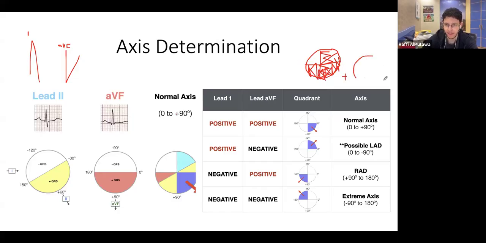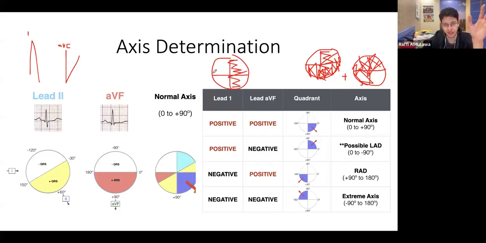If they did the same thing, but for example you had a lead go like this, and a lead go like this, and another lead that goes like this, so they don't occupy this space from negative 30 to positive 90, that means they're all negative. This would be an example of extreme axis. This is to understand what it means by positive and negative on the pie. So let's start off with left axis deviation. In left axis deviation, we said lead 1 is positive and lead AVF is negative. Lead 1 is positive means this.